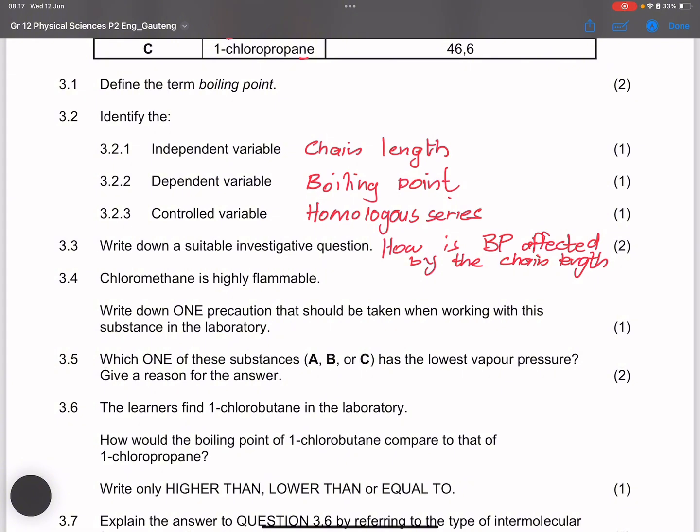All right, so the next question, they say to us, chloromethane is highly flammable. So they are giving us that statement. And they say, write down one precaution that should be taken when working with this substance in the laboratory. One thing that we know is that we must keep it away from open flames, of course, because they've told us that it is flammable. Or in this case, we must use a water bath in order to heat it. So that is the one precaution that we must always use.